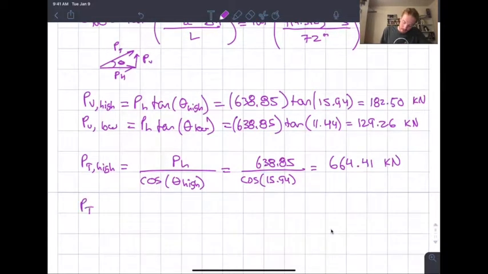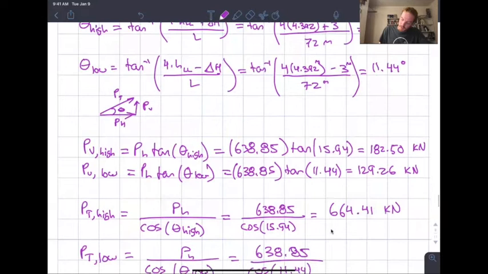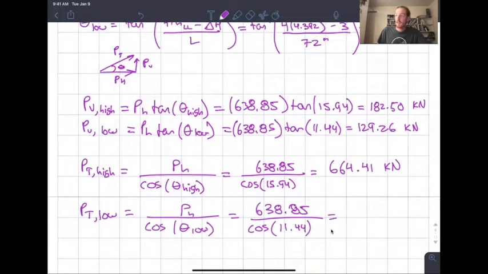Very similar equation for PT low, right? pH over the cosine of theta low. So 638.85 over the cosine of 11.44. Just double check, 11.44. You run that, and you get 651.80 kilonewtons. So let's notice something now.